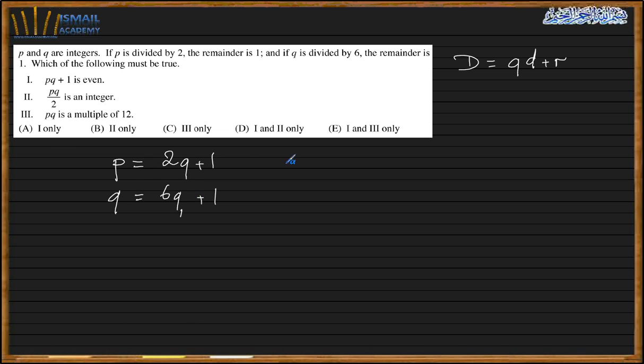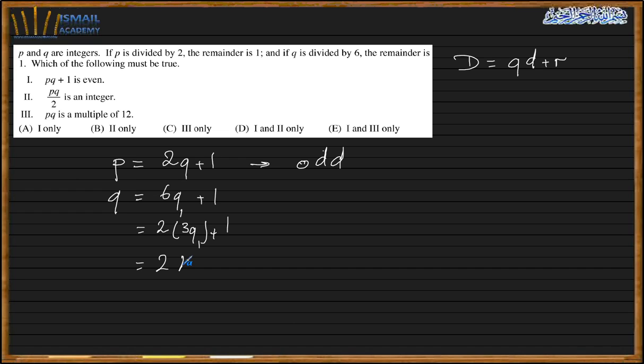So p, does it mean even? Not even, sorry, it's odd. So p is odd. And for q, we know that 6 is 2 times 3, so it's going to be 2 times 3q1 plus 1. If I substitute this by h, it's going to be 2h plus 1. So again, it's odd. So p and q are odd.